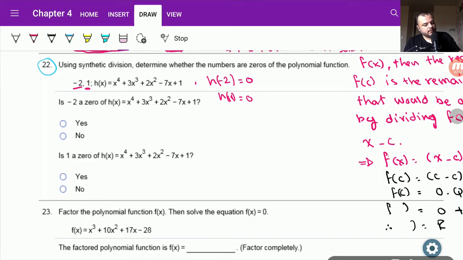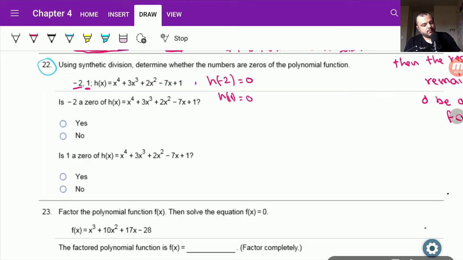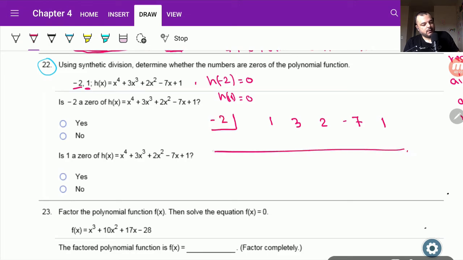I don't need this. This is from the previous one. So I'm going to check the first one and leave the second one to you. So for the synthetic division, what are the coefficients? We have 1, 3, 2, -7, and 1. Then I'm going to divide by -2, the 0.